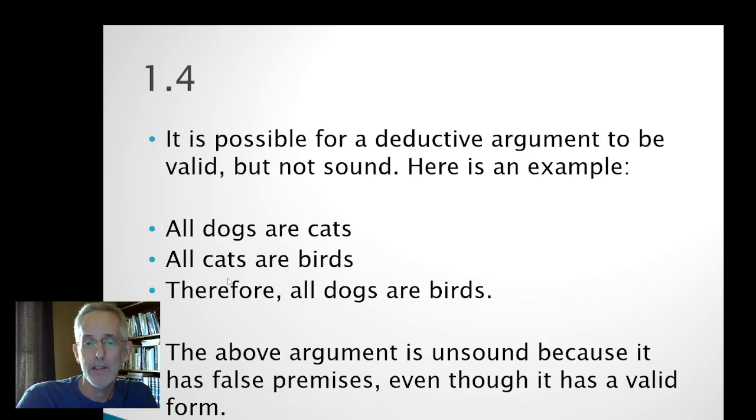Dogs are not cats, cats are not birds, and then we end up even with a false conclusion, all dogs are birds. So the argument is valid, it has the correct pattern. Since the premises are false, we consider it to be unsound because it's lacking truth. So to get soundness, you have to have truth plus validity. If you're lacking truth, or if you're lacking validity, or if you're lacking both, you're dealing with an unsound argument.